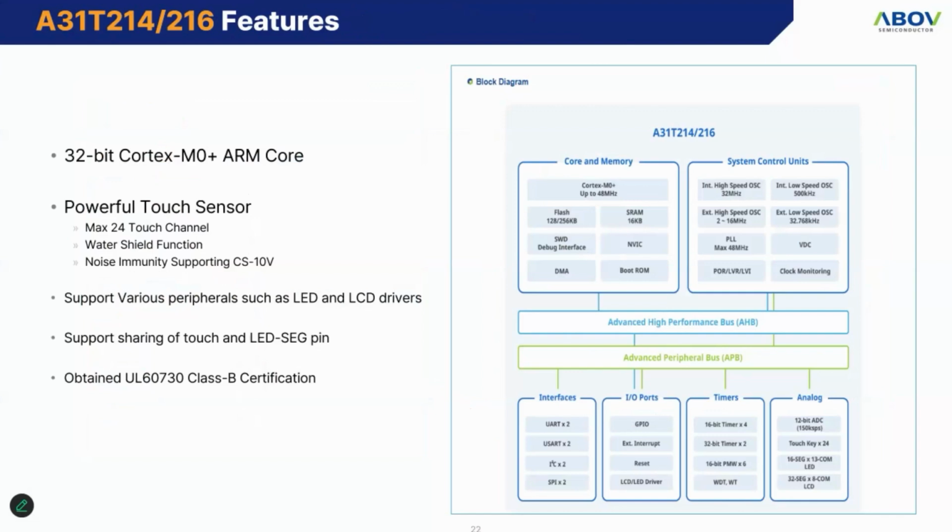The Touch MCU is based on a 32-bit Cortex-M0 core and supports up to 24 touch channels with a water shield and excellent noise immunity. Primarily, it's used in small kitchen appliances and control panels that have LED and LCD drivers. Our Touch MCUs integrate touch and LED sensing on a single pin, so it simplifies designs and has enhanced LED control. We also acquired the UL60730 Class B certification for improved reliability.